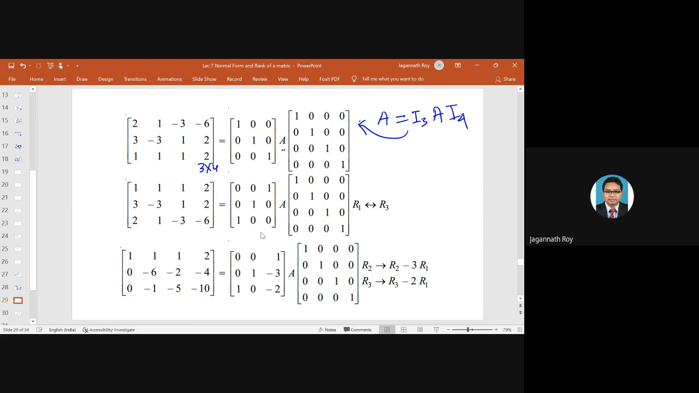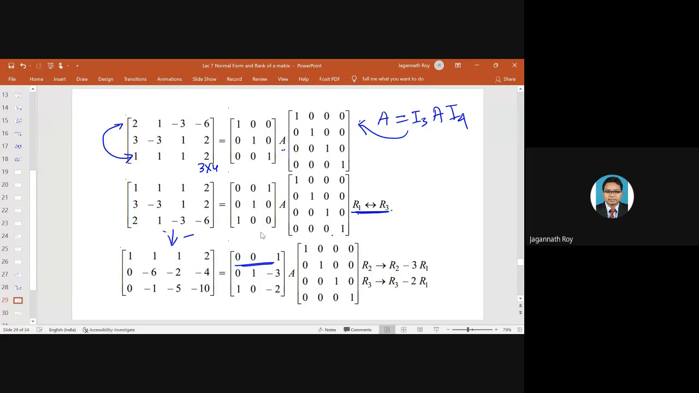Now, if we do the row operation, then the left hand side matrix will change. If we do column operations, then the right hand side matrix will change. So that's the idea to find out the normal forms. If you do these row operations and column operations subsequently, as we have done so far, this will change. Here, row 1 and row 3 are exchanged.